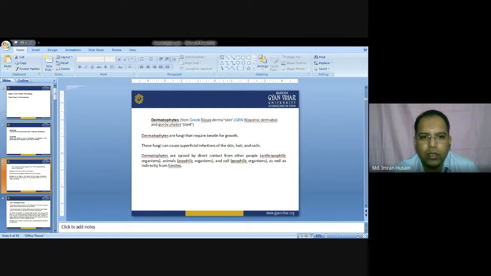Here is tinea corporis of the axilla with an active border and central clearing. A satellite lesion is also present. So you can see the infection is there also. Mainly they infect the areas that are rich in keratin protein, because they all require keratin for their growth.